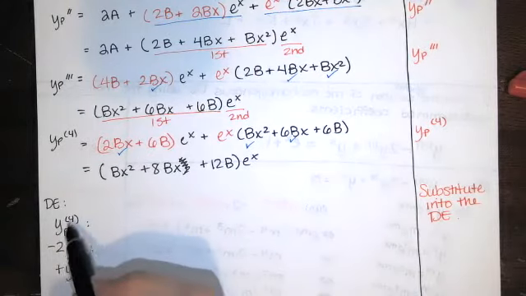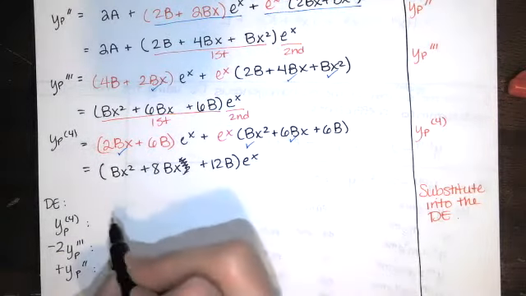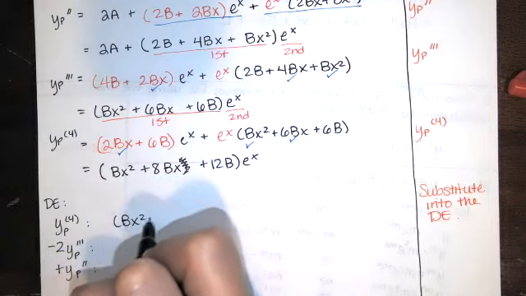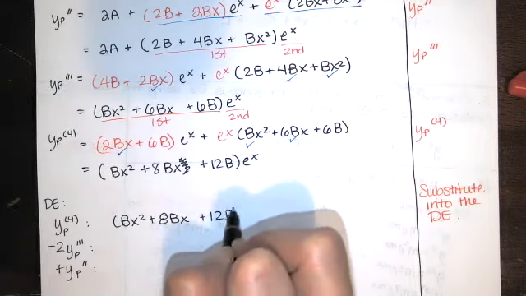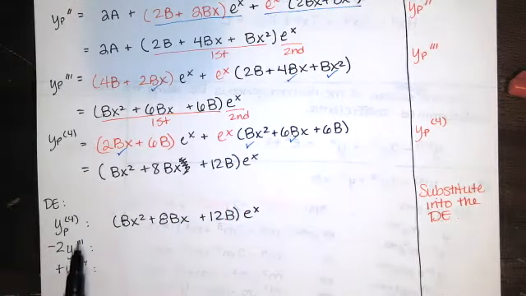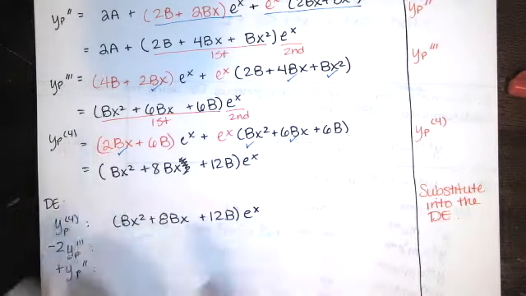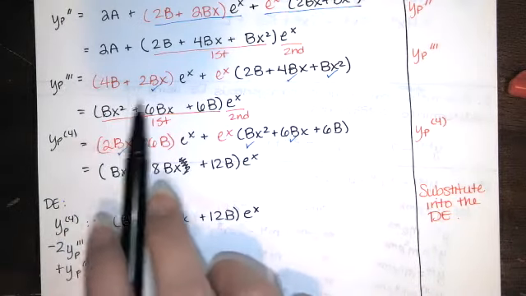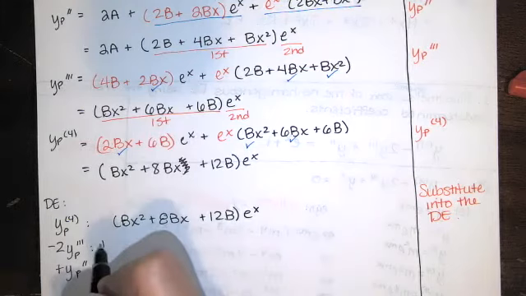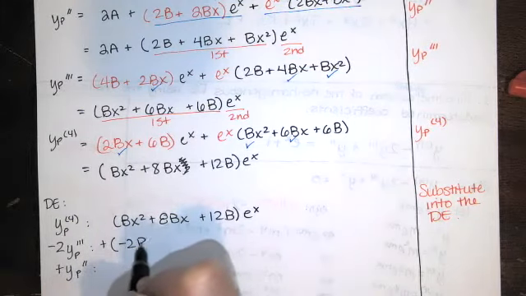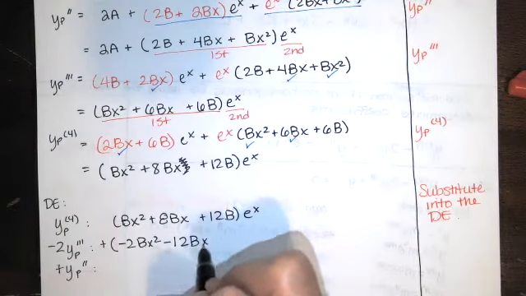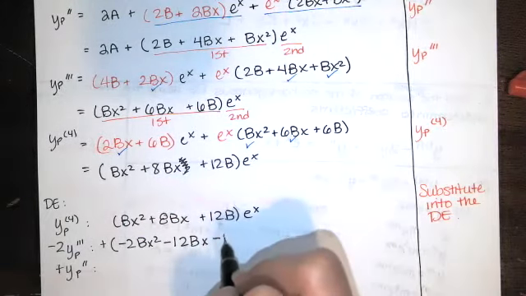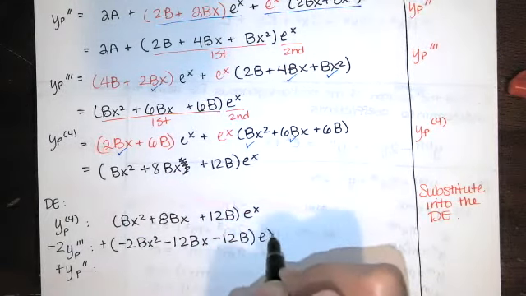Okay, so the fourth derivative of y is right here. So you've got bx squared plus 8b times x plus 12b times e to the x. And then I want to take y triple prime and I want to multiply by -2. So I'm taking this guy and multiplying by -2. So each of these terms will get multiplied by -2. So I'm adding -2bx squared minus 12b times x. And -2 times that is minus 12b.